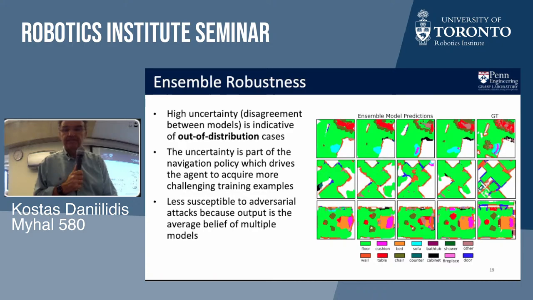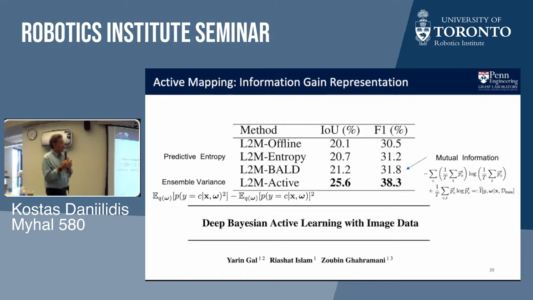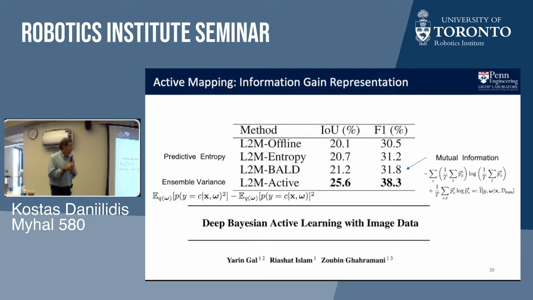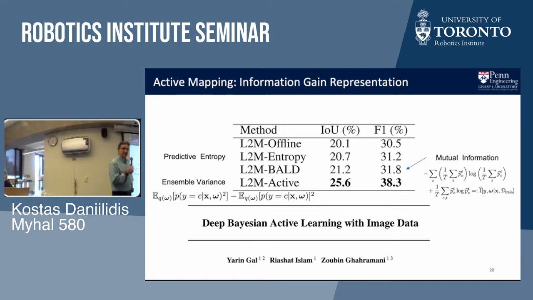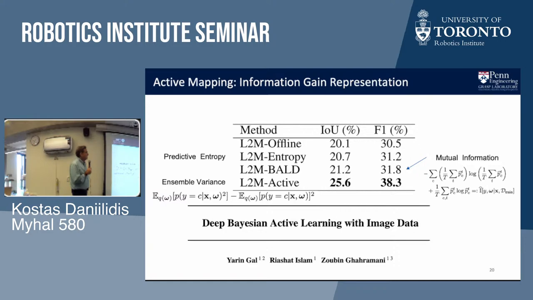So the first study we did is, if you really want to select uncertain places, what is the best information gain measure? This comes from a really beautiful paper that I recommend you read, Deep Bayesian Active Learning with Image Data from Yarin Gal. And when we're building the map and measuring the intersection over union, you can see that this is a really difficult task. The intersection over union here is like 25% in the best case.